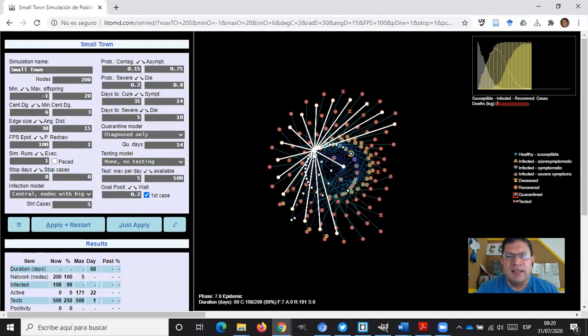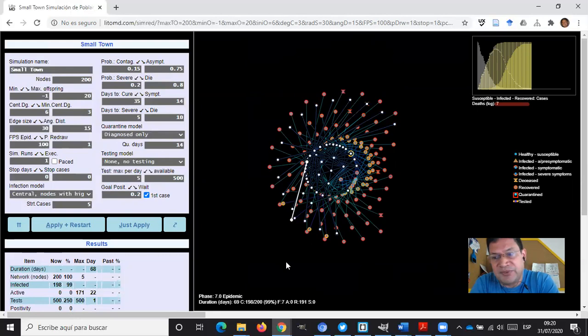In that case, an infection is going to spread more easily, because every node is connected to more nodes and is capable of spreading the infection to more persons at a time. Maybe the epidemic is going to happen very fast, as we see here. In a very short time, the infectious disease spreads across the network.